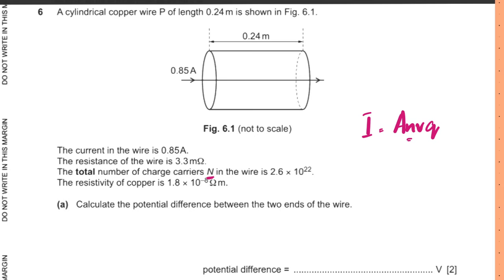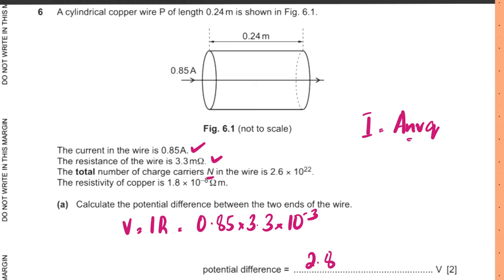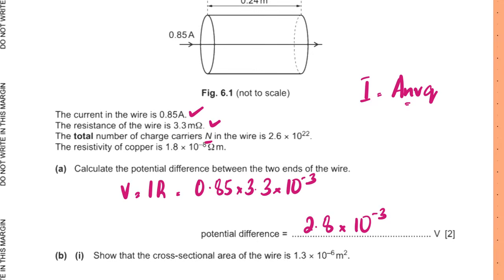Part A says calculate the potential difference between the two ends of the wire. So I know the current, I know the resistance, so I just need to use this formula. 0.85 times 3.3 into 10 to the negative 3, and this turns out to be 2.8 into 10 to the negative 3 volts.